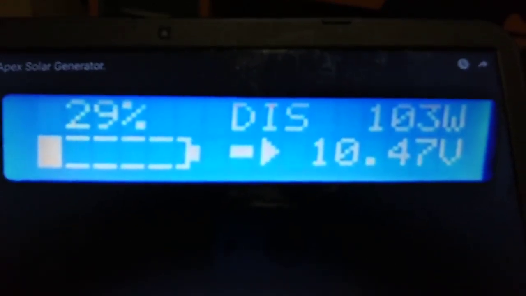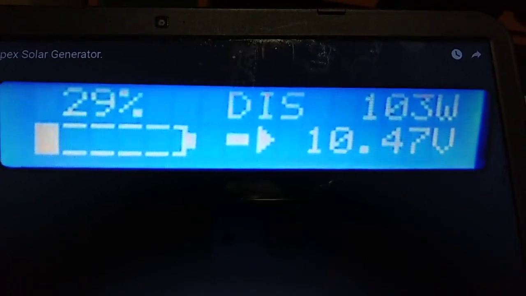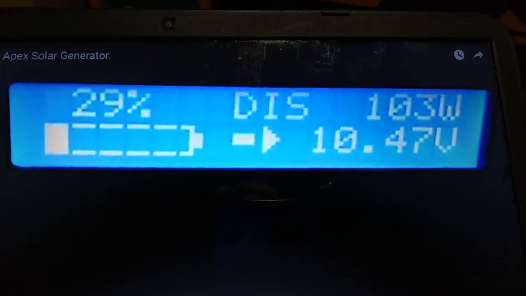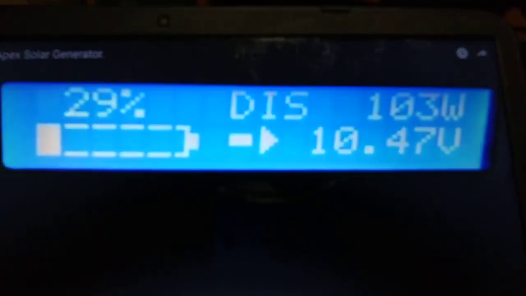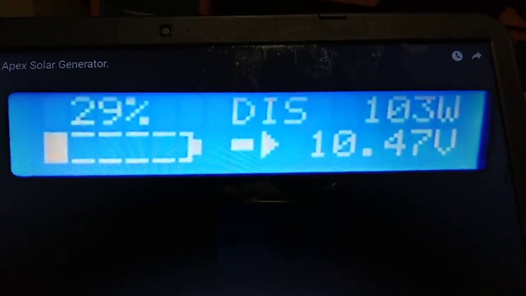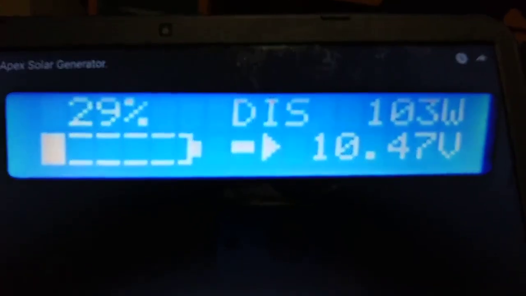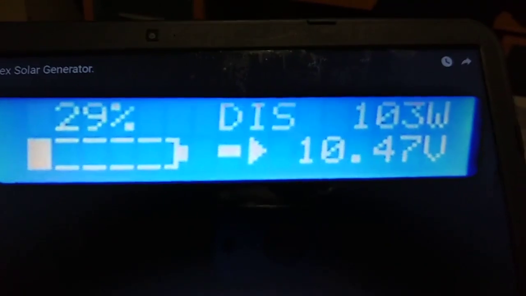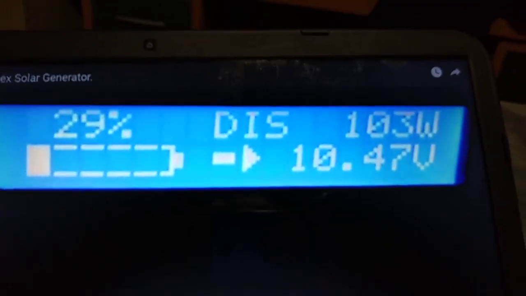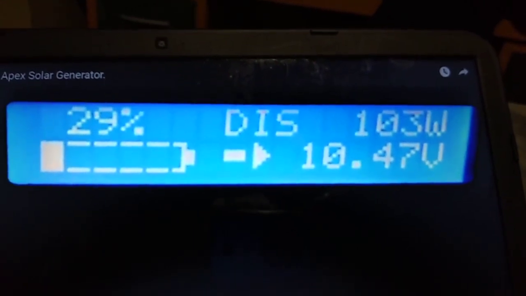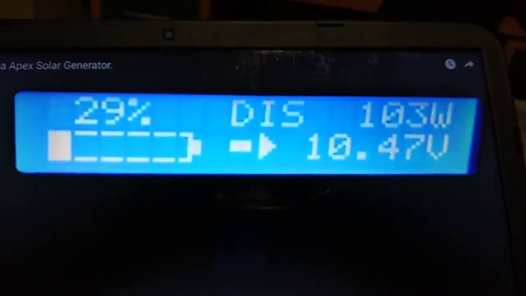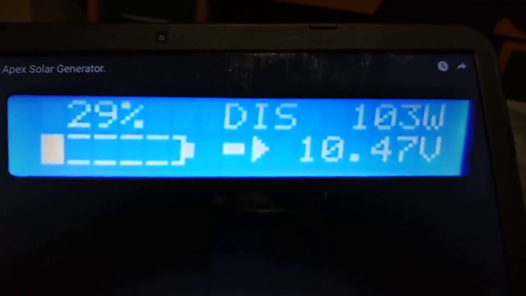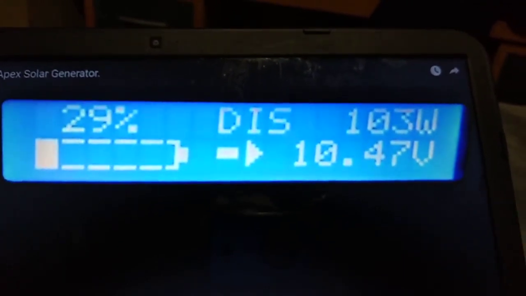I ran the 140 watt heater for 5.5 hours, and the voltage got down to 10.47 volts, and we will see how the battery management will raise the voltage up.